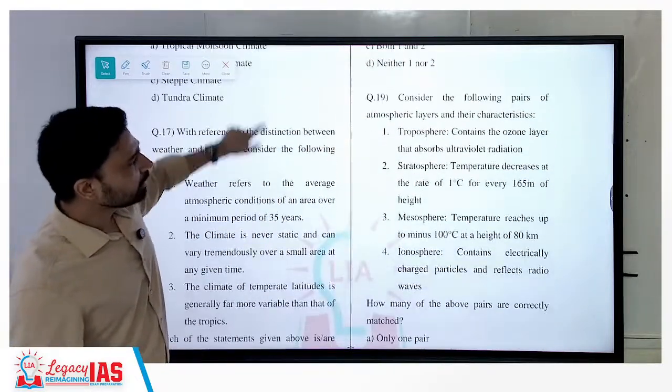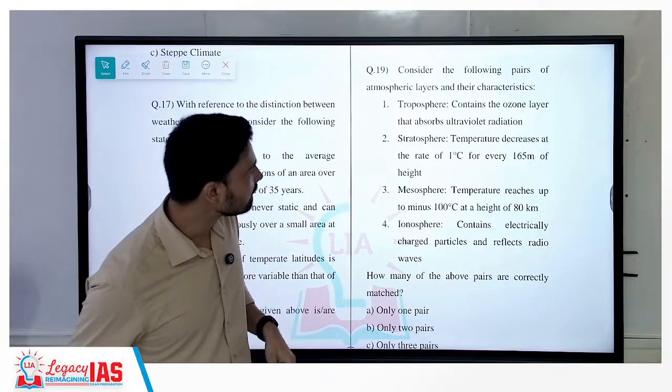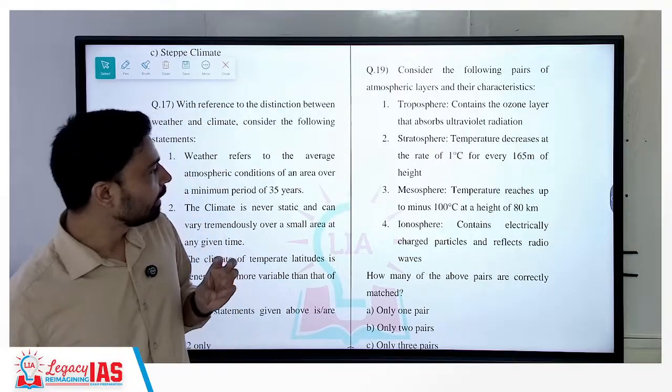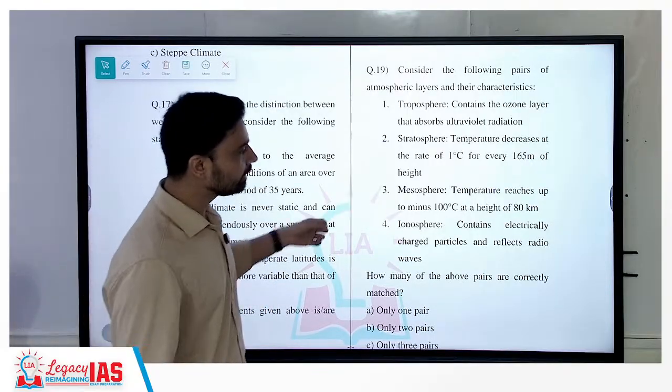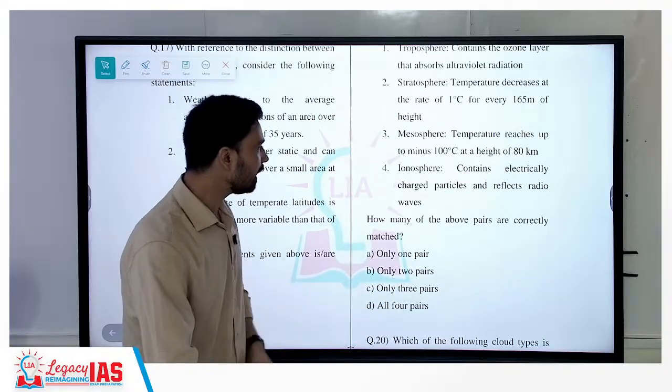This is the simple atmospheric layer question. Troposphere contains the ozone layer? No, stratosphere. Temperature decreases at the rate of this. Temperature in the stratosphere increases. Mesosphere temperature reaches minus 100 degrees Celsius. Okay, true. Ionosphere contains electrically charged particles and reflects back radio waves.